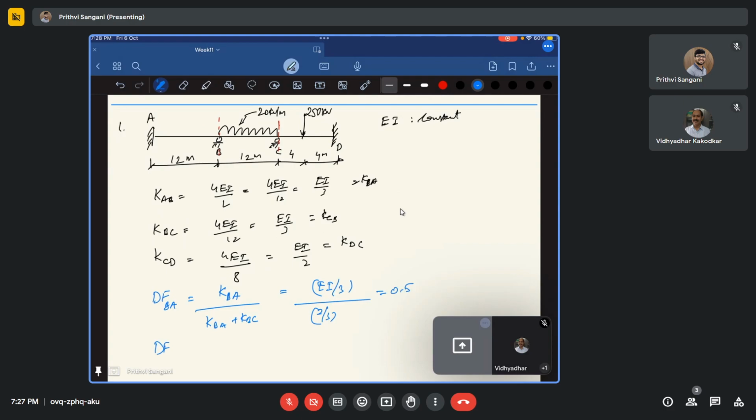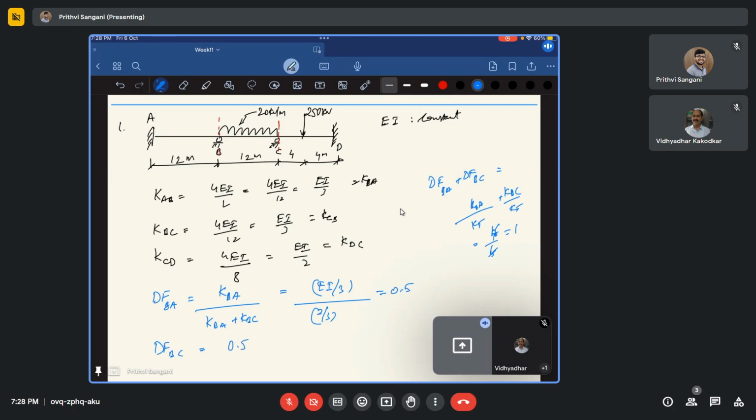Distribution factor of BC. You need to understand that the sum of the distribution factors at a joint is equal to 1. DFBA plus DFBC is KBA by K total plus KBC by K total, and KBA plus KBC is K total, so that is 1, unity. The distribution factors should always sum to unity, which is also a cross check for us. Here it is quite straightforward, so the distribution factor for BC is 0.5.